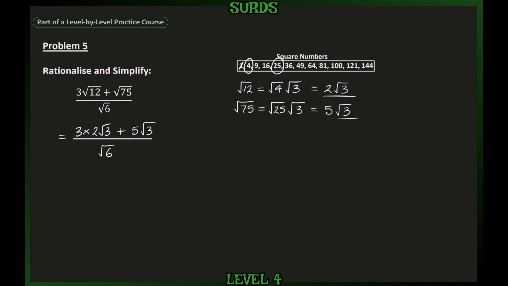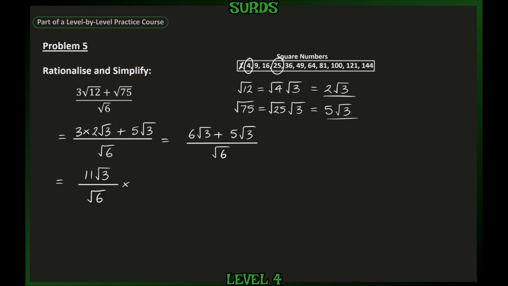Now we can continue to simplify the numerator, because 3 times 2 root 3 is 6 root 3. So we have 6 root 3 plus 5 root 3 all over the square root of 6. And we can still continue simplifying the numerator, because 6 root 3 plus 5 root 3 gives us 11 root 3. So we have 11 root 3 divided by root 6. Now we've simplified the numerator as much as possible, but we still need to rationalise, because we still have a square root on our denominator.